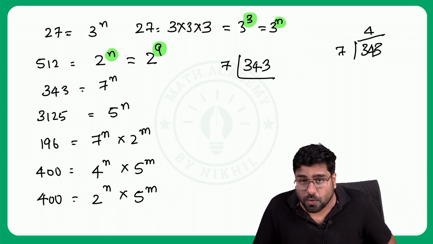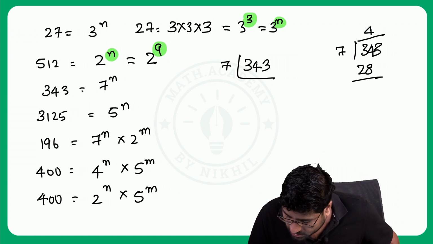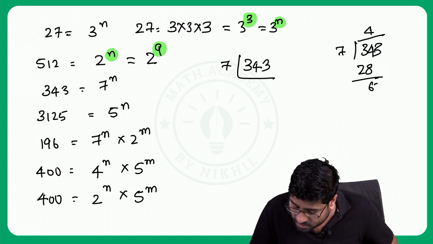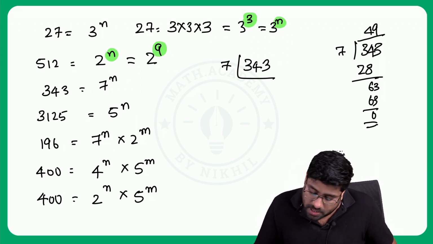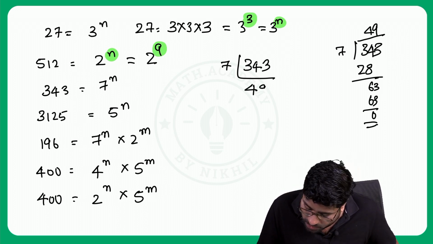I'm going to yield 4 times, so it is going to yield me 28, and the difference is going to be 6, and 3 is going to come down. That means it is going to be 9, so it is 63 divided by, so you will end up getting the value to be equal to 49.